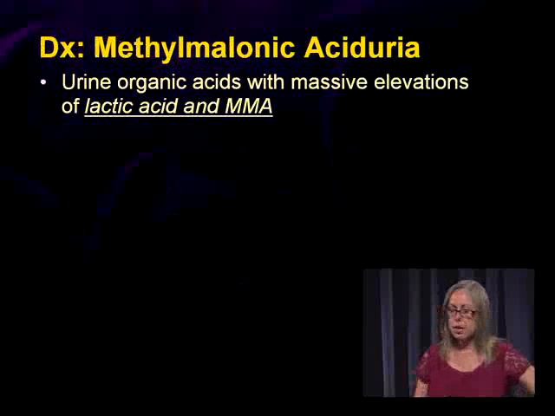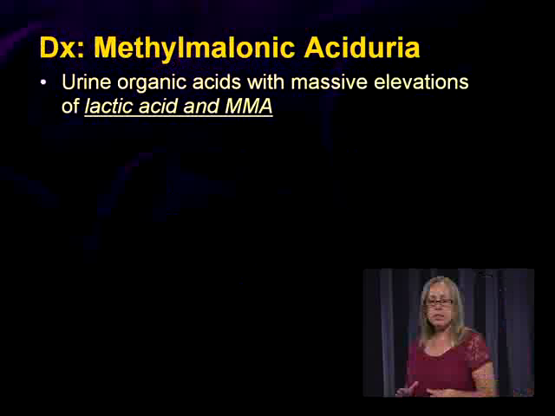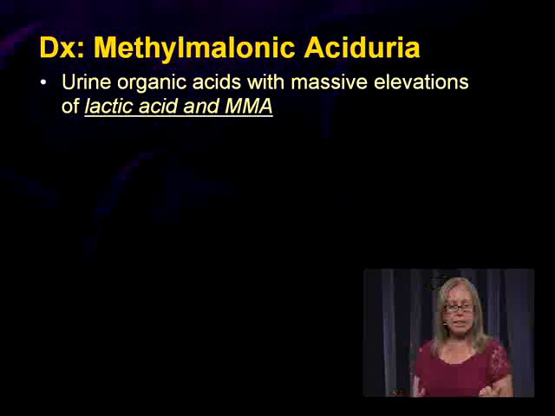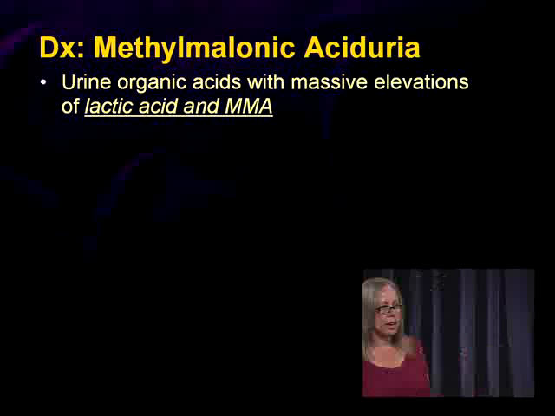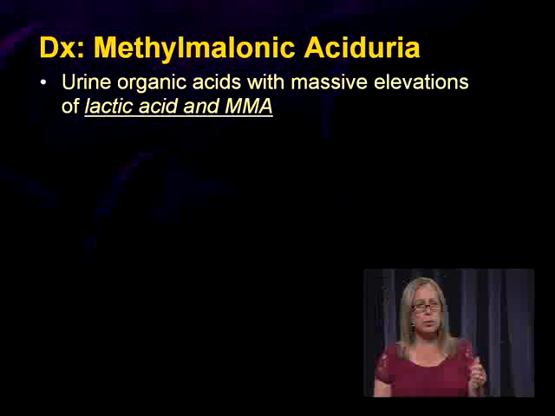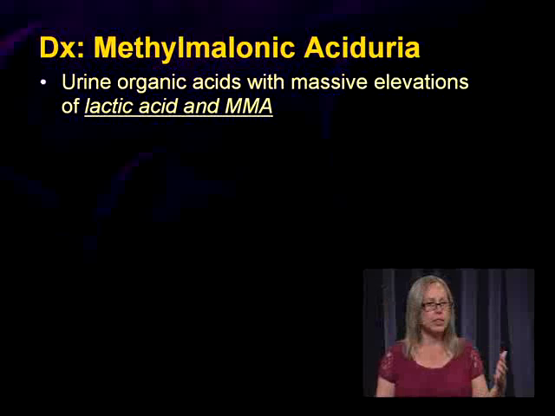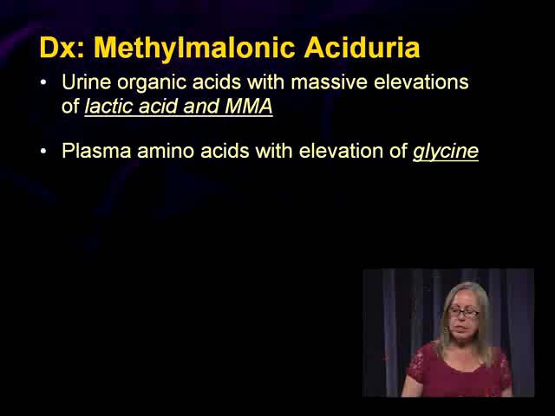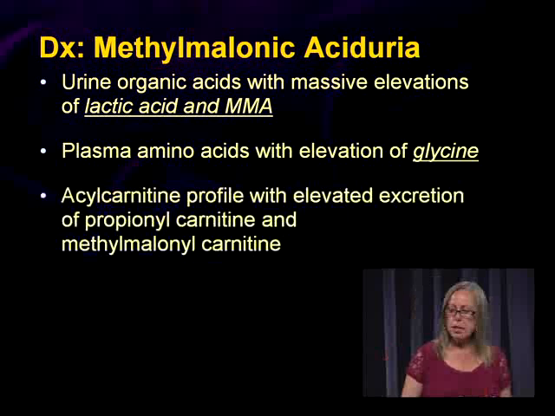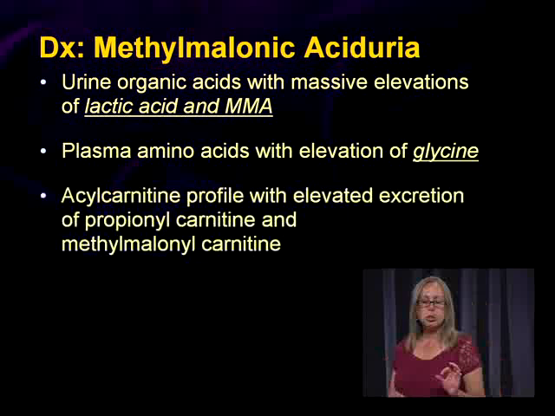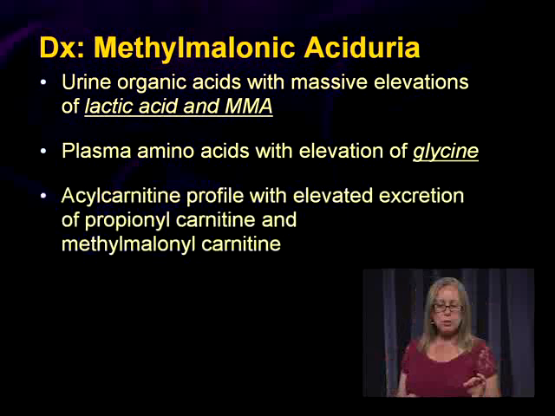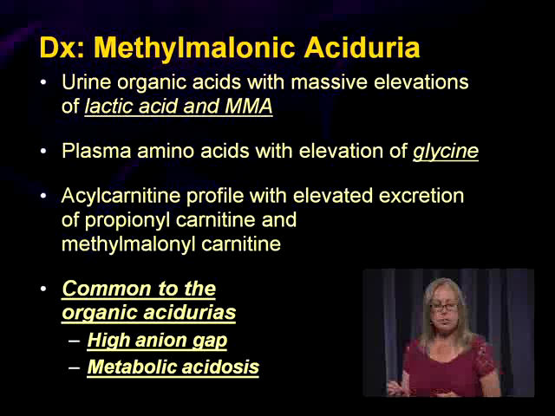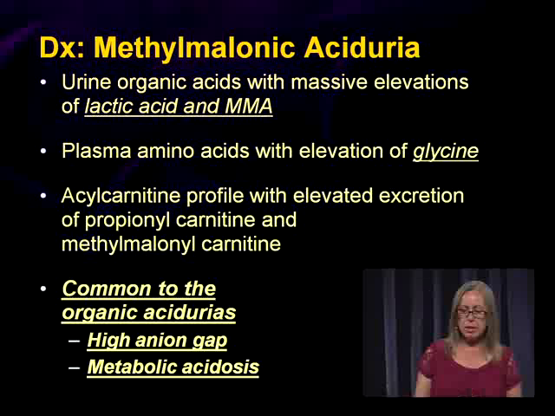When you look at the urine organic acids, you'll see massive elevations of lactic acid and methylmalonic acid. And that's where your base excess is coming from. You're making a bunch of extraneous acids that didn't need to be there. The plasma amino acids have elevations of glycine. The acylcarnitine profile will show elevated excretion of propionic and methylmalonic aciduria. Common to all of the organic acidurias is a high anion gap and a metabolic acidosis.